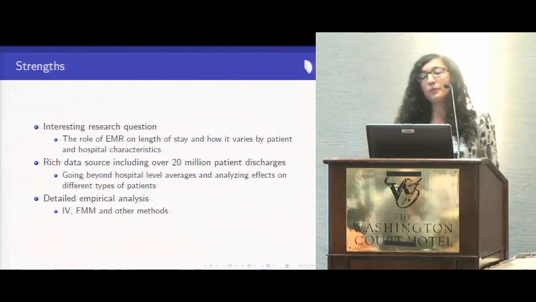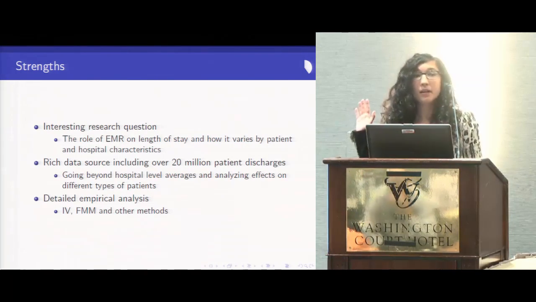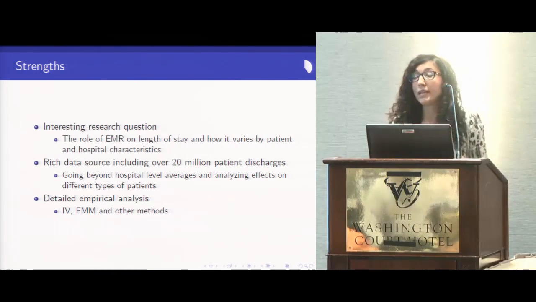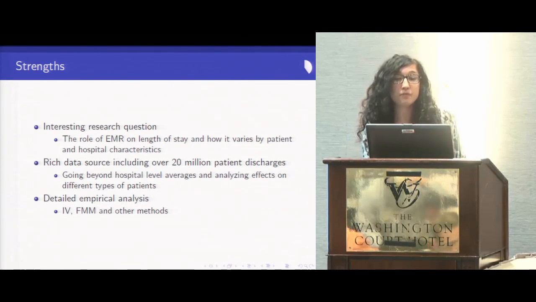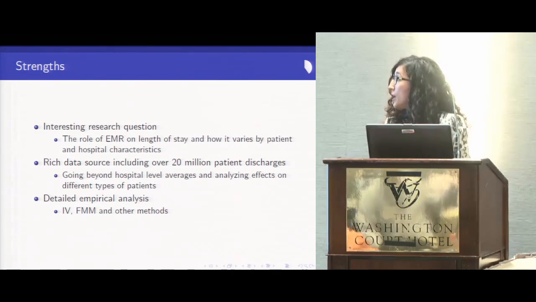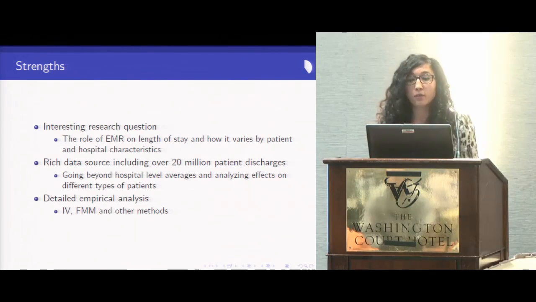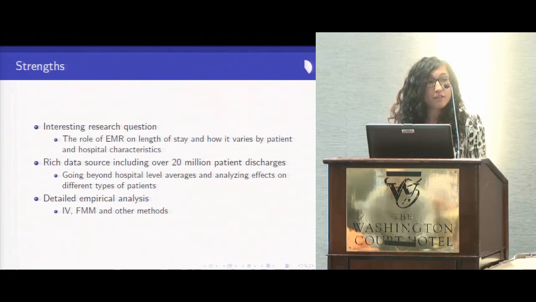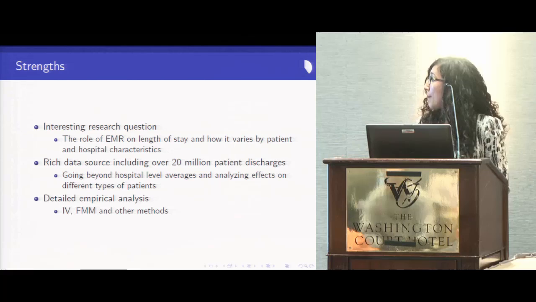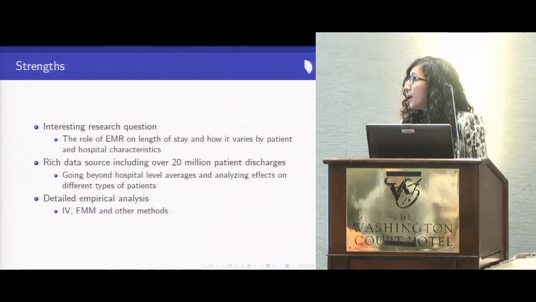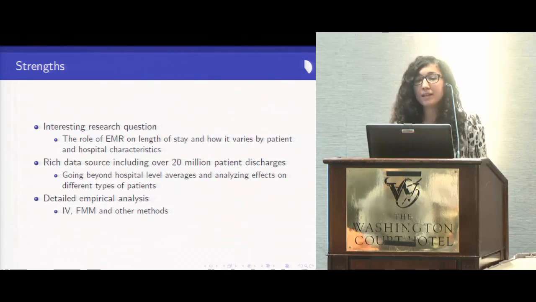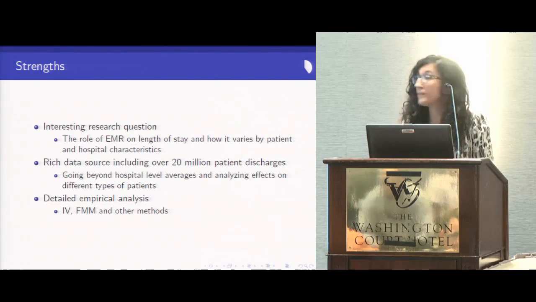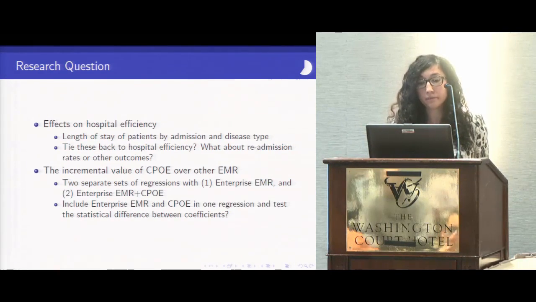But I'll start with the strengths of the paper. There are several strengths in the paper. It has a nice, interesting research question analyzing the role of EMR on length of stay of patients and how this relationship varies by patient and hospital characteristics. She's also using a rich data source, including over 20 million patient discharge records. So this allows going beyond the hospital-level averages and analyzing the outcome by different patient characteristics. And also the paper used nice empirical analysis and different methods to get at endogeneity, as well as the measurement of latent heterogeneity, such as IV and the finite mixture model.